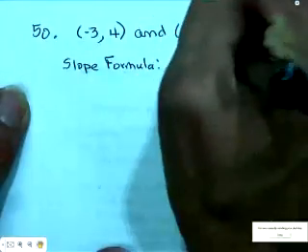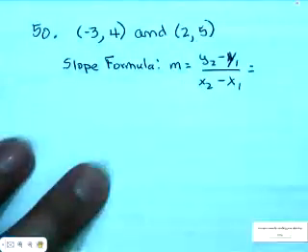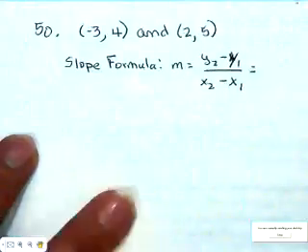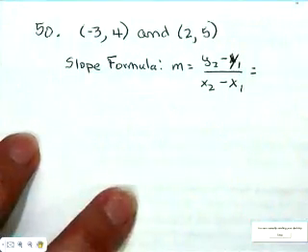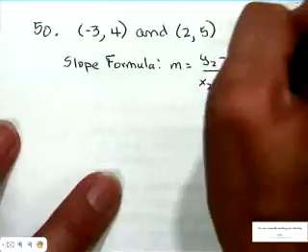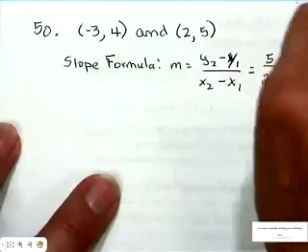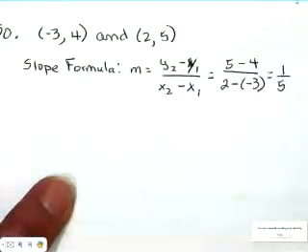To find the slope, and then I'll have the same information that I had on the previous problem. I'll have a point and a slope. The slope would be 5 minus 4 over 2 minus negative 3, or 1/5.